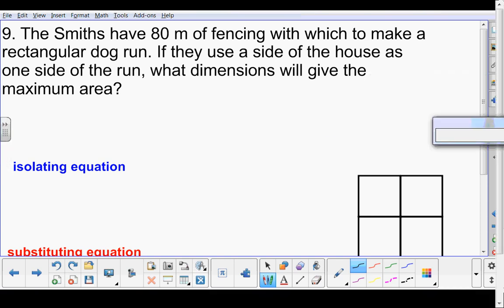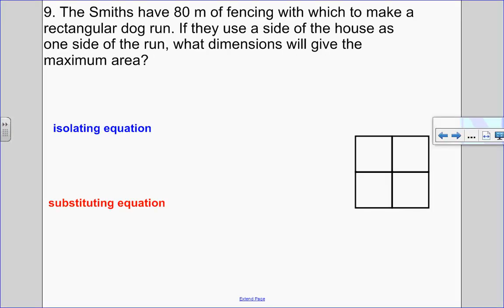In this question here, we're going to look at a perimeter question, again with the twist, where we have one side that we're not using. So we have 80 meters of fencing. That's going to be for my isolating equation. My isolating equation is always the one with an answer.